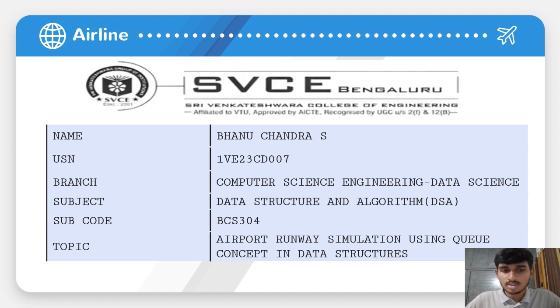The subject code is BCS304 and today's topic is simulating an airport runway using priority queue in the concept of data structure.